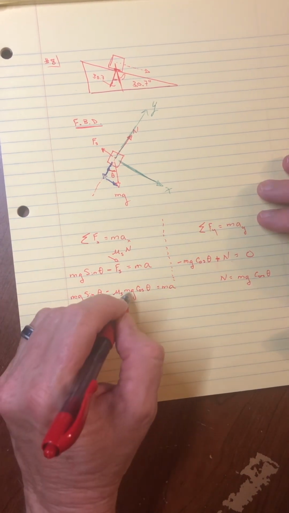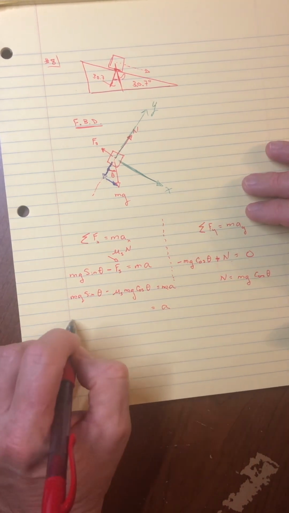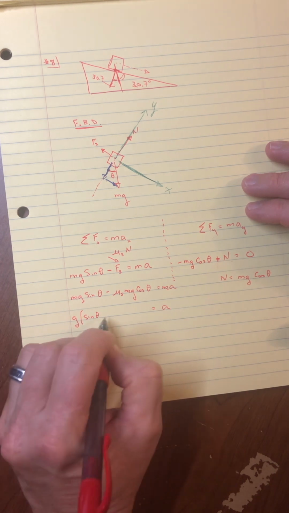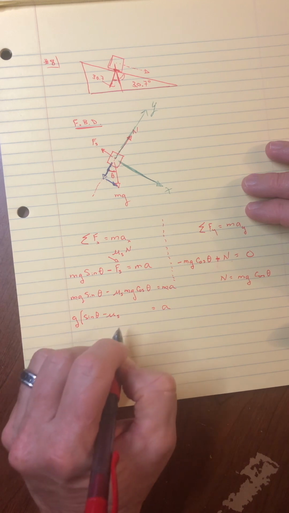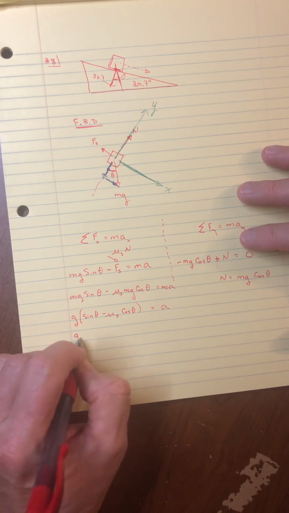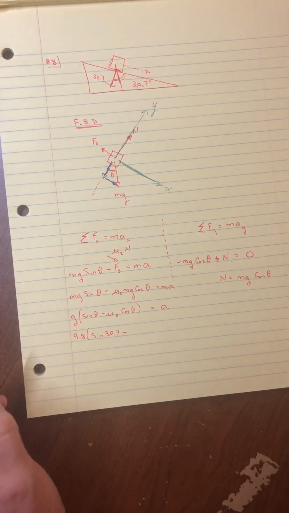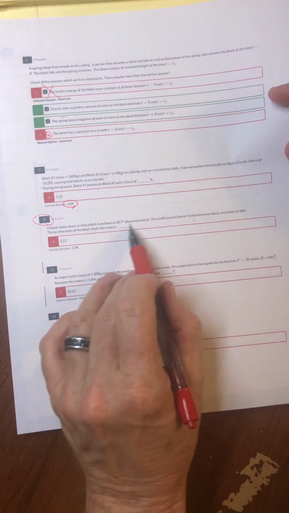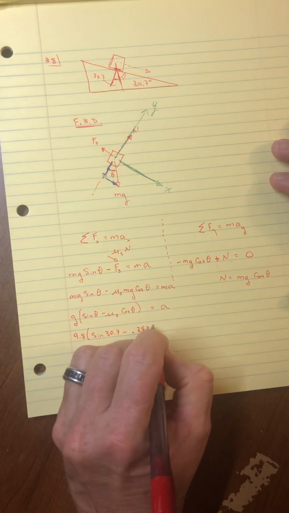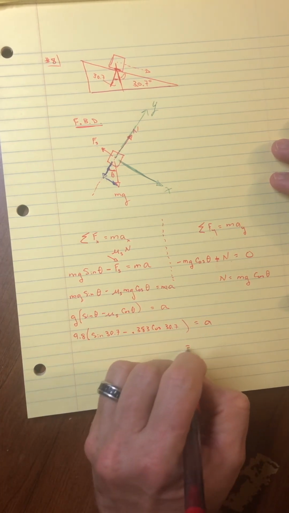And then we can see every term has an m in it. That's good. The g shows up in both terms, so I'll factor it out. So I'll have a sine theta minus a mu s cosine theta. Then I can put in my numbers. So 9.8 for g, sine of 30.7 for the angle. Now, coefficient of friction was 0.383, so 0.383 cosine of 30.7, and that equals a.